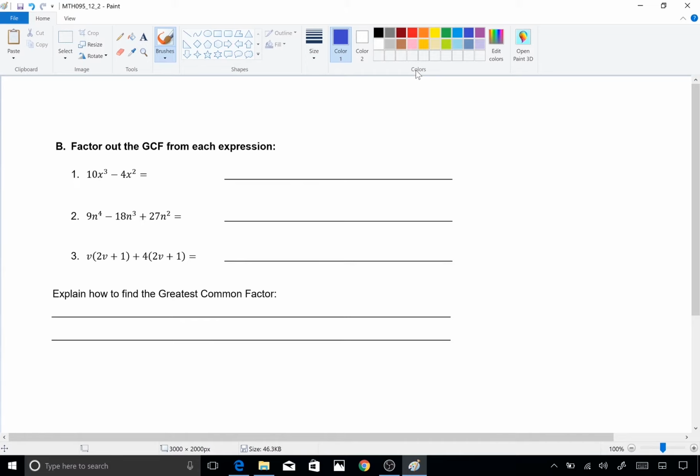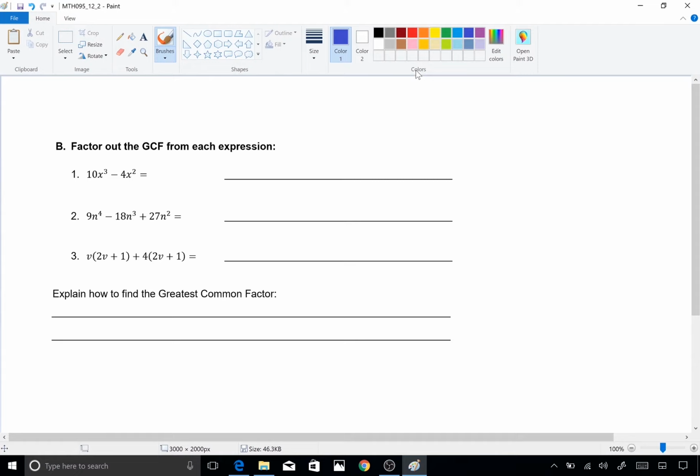For part B, we need to find the greatest common factor and pull it out. The greatest common factor of 10 and 4 is 2. That means the greatest common factor between 10x cubed and 4x squared is 2x squared, right? Because whatever x is, both of these have an x squared attached to them. So it can be factored out.